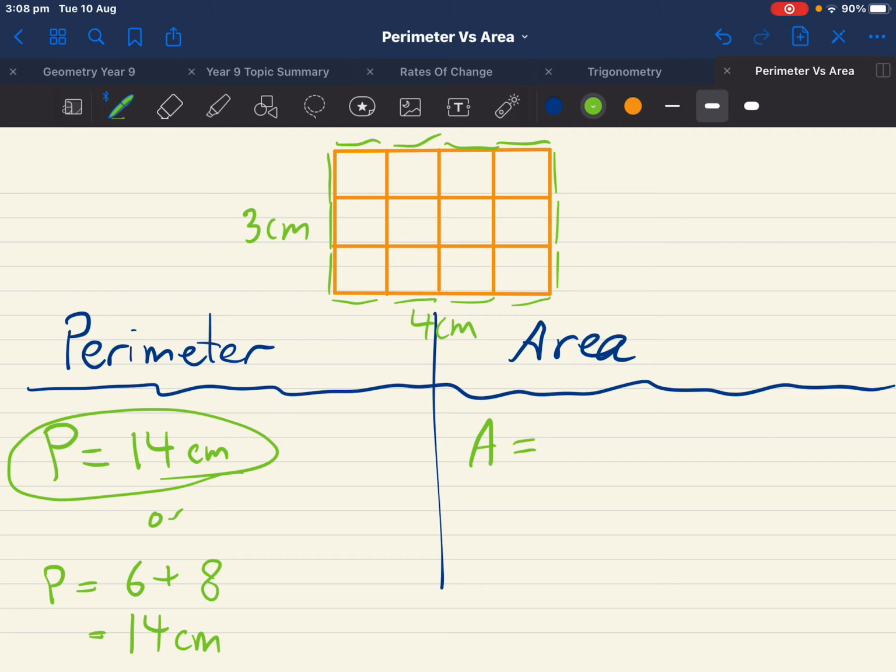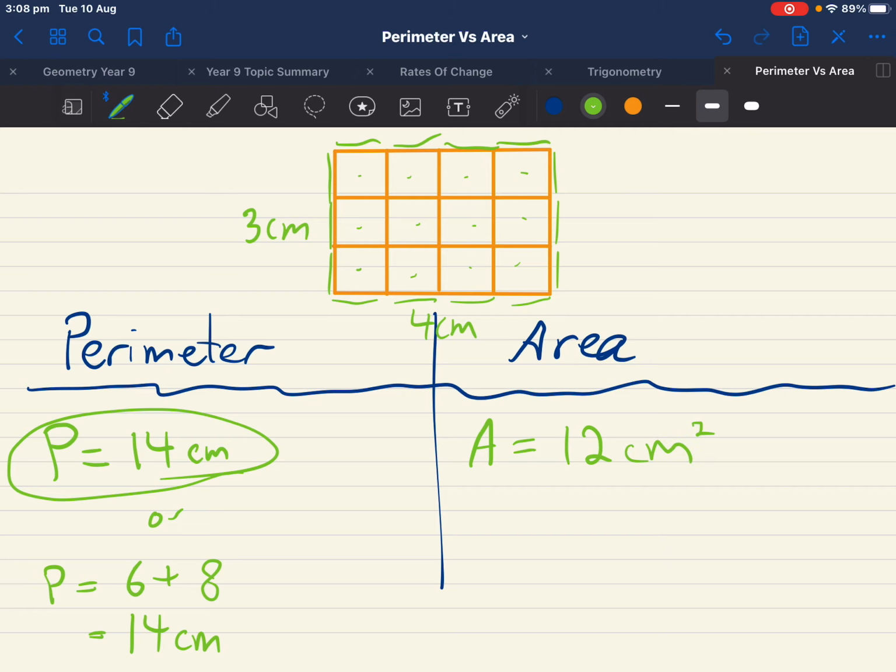And in this case, I'm just going to count them. These are the squares inside. 1, 2, 3, 4, 5, 6, 7, 8, 9, 10, 11, 12. The area would be 12 square centimeters.